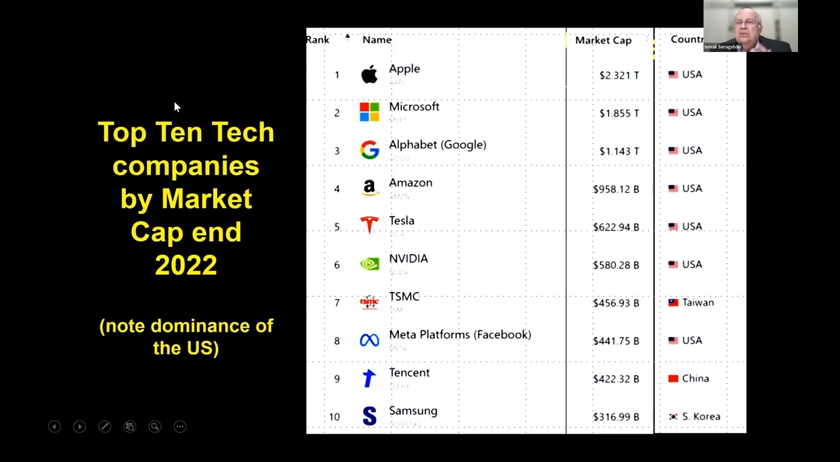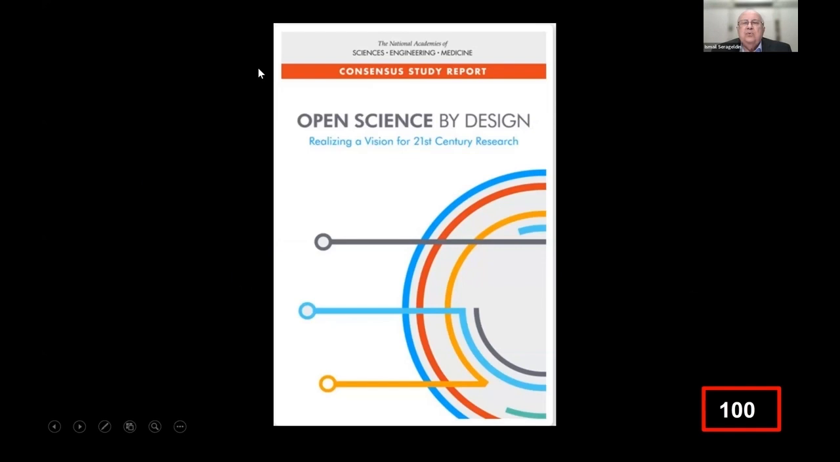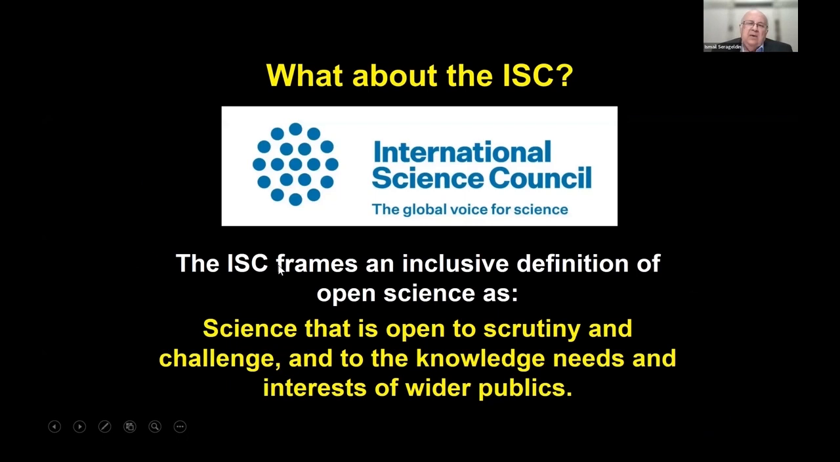But the scientific community is well on its way, and the modern technologies help us deal with the scale of information and its accessibility. The National Academies of Science have produced this consensus report already about open by design, open science by design. UNESCO is claiming that. And of course, well, what about the ISC? Well, the ISC has done a lot of things. A lot is this very inclusive, excellent definition of what is open science: science that is open to scrutiny and challenge and to the knowledge needs and interests of wider publics.